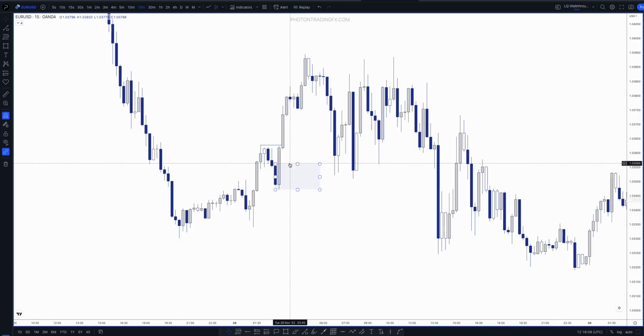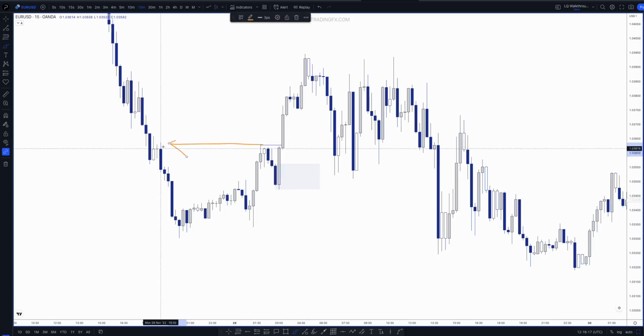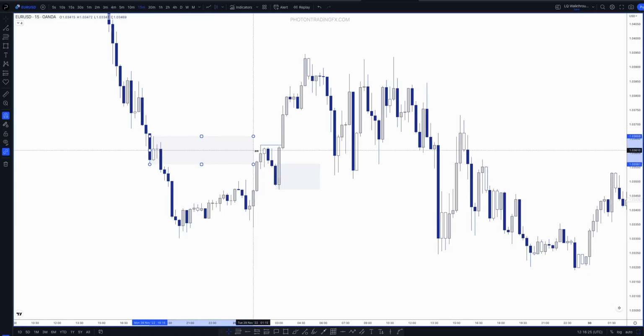Now, what do we do to see if it's a flip zone? Well, we look left from where the reaction started, right? This is where the pullback of the zone started. And we look left, and is there any unmitigated zone that it's reacting from? And as we can see, we have this level here, and you can take it from the low to the high, so you get the buy to sell pivot, or you can refine it a little bit more like that. And as we can see, price traded into it.